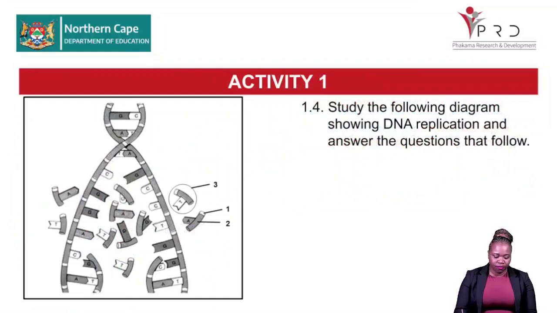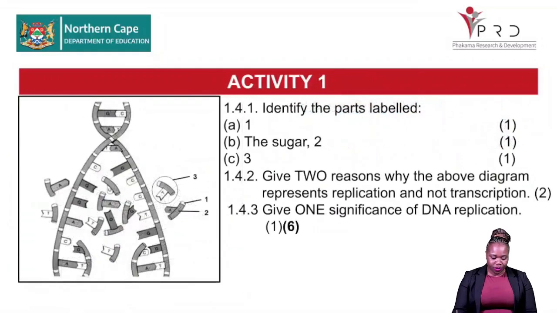Okay, let's have a look at our first activity. It is activity 1.4. It says study the following diagram showing DNA replication and answer the questions that follow. Okay, obviously they've already told you that it is DNA replication. It means that there's no question where they're going to ask you what process this is, right? Okay, now if we have a look at this, it is a 6-mark question, right?